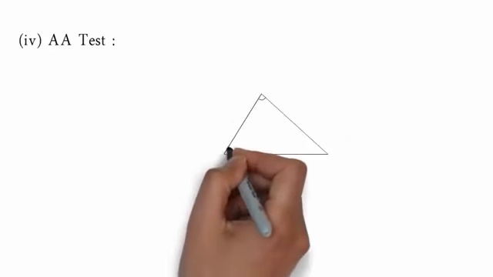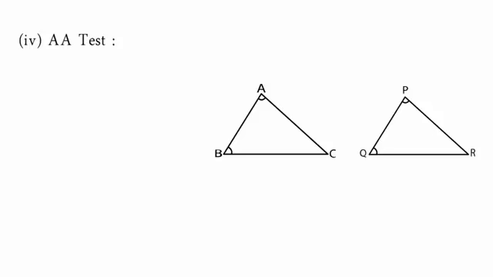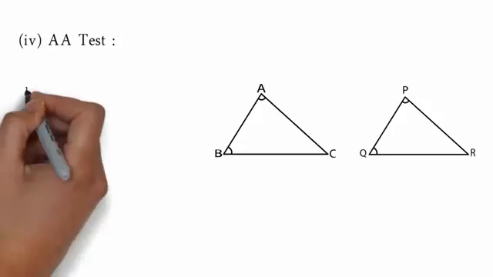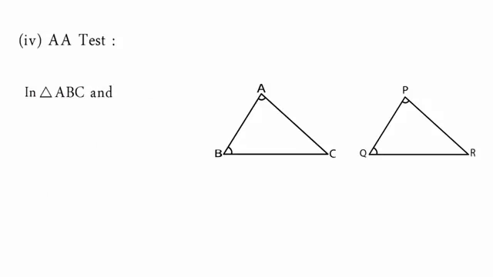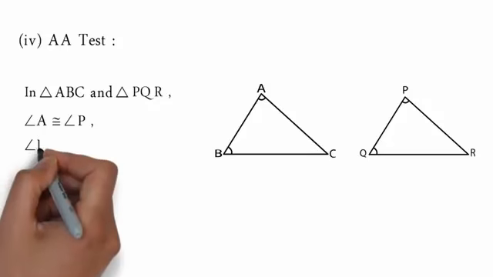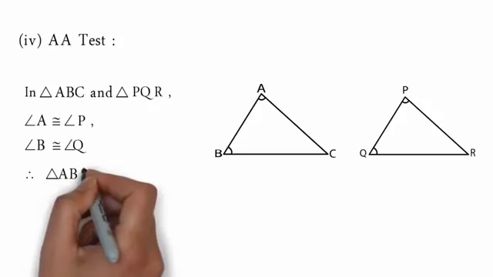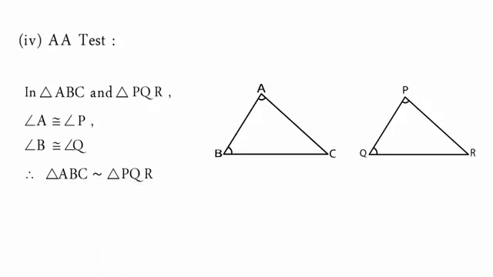AA test. For a given one-to-one correspondence between the vertices of triangles, if two angles of a triangle are congruent to the two corresponding angles of the other triangle, the triangles are similar. In triangle ABC and triangle PQR, angle A is congruent to angle P, angle B is congruent to angle Q. Therefore, triangle ABC is similar to triangle PQR. We can verify that the AA test is the same as the AAA test.